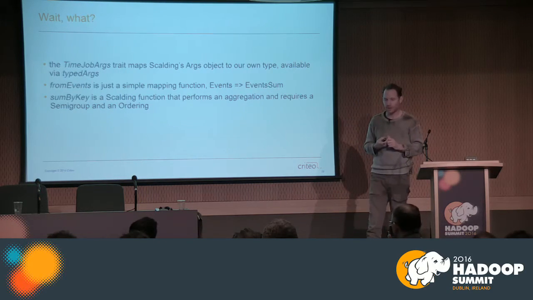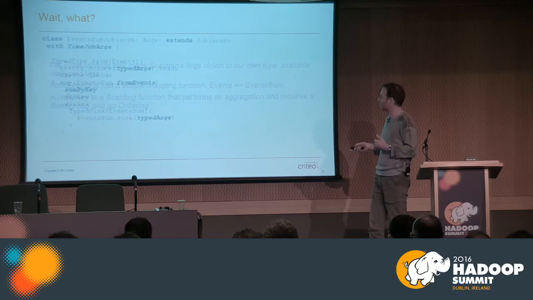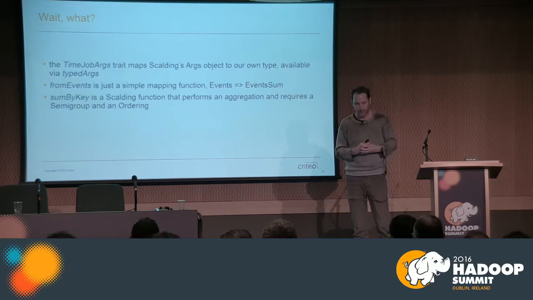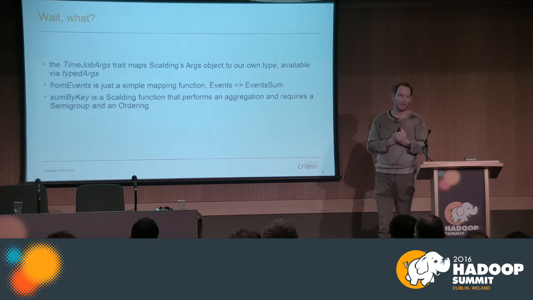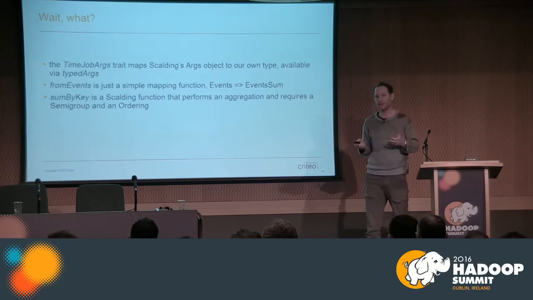From events, that function is just mapping events to event sum. If you remember, it's event sum dot from events, so it's just a mapping function. Very simple. And sum by key is a scalding aggregator, and it needs a semigroup with ordering of the data inside the set that you're trying to aggregate.